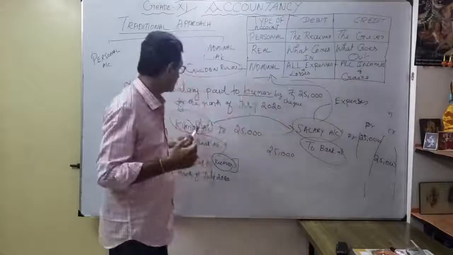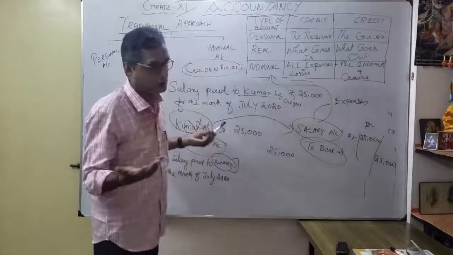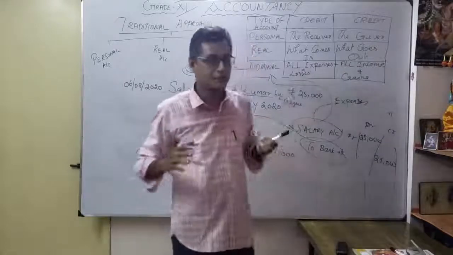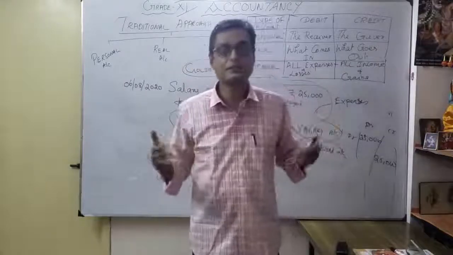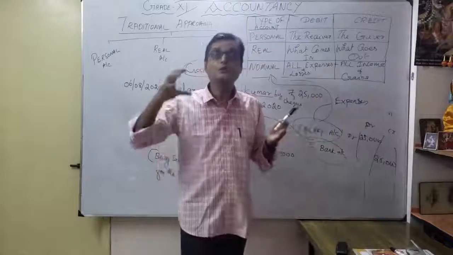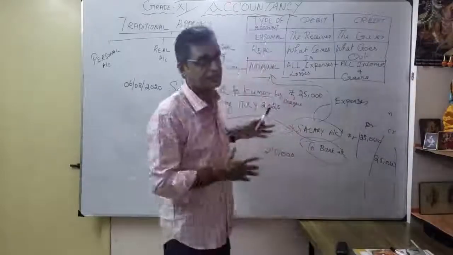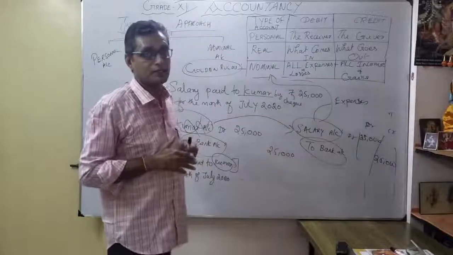You consider a personal account as a salary, wrong. Salary is considered a nominal account. That's how the mistake will come. So don't worry about that. Keep on practicing, and you will be able to form the journal entries nicely later on. I hope this session clears some of your doubts. Okay, thank you very much.